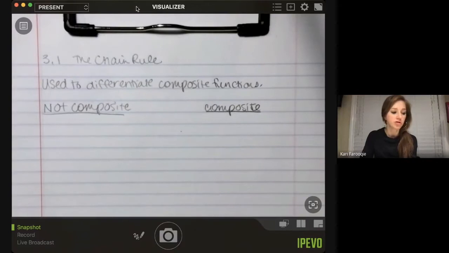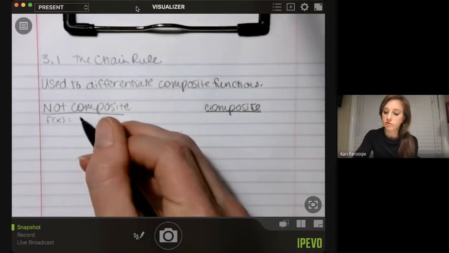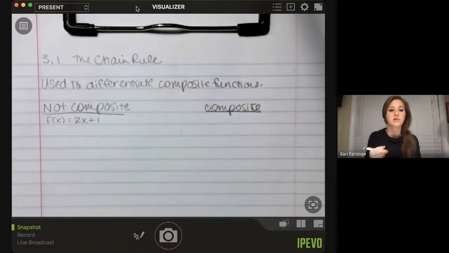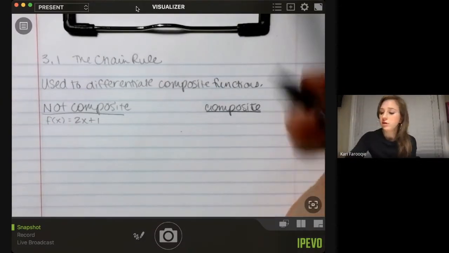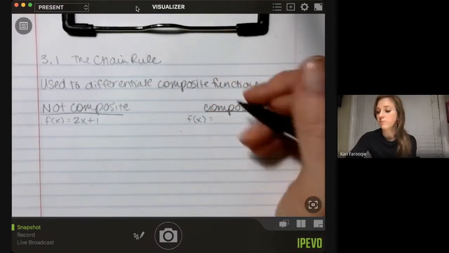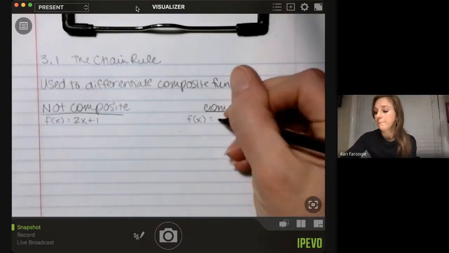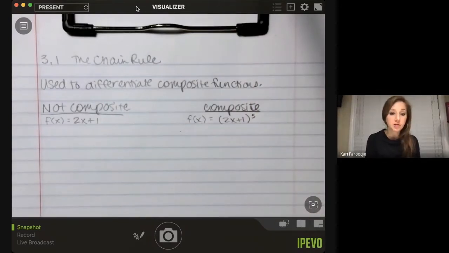So an example of a function that's not composite would be something like f of x equals 2x plus 1. This is the kind of function that we would have differentiated in the last chapter. We would have just taken the derivative using the simple power rule, or technically just the constant multiple rule and the constant rule. A composite variation on this would be where we would have an inside function and an outside function. So maybe this function would be inside. So something like (2x plus 1) to the 5th power. So this is a composite function.